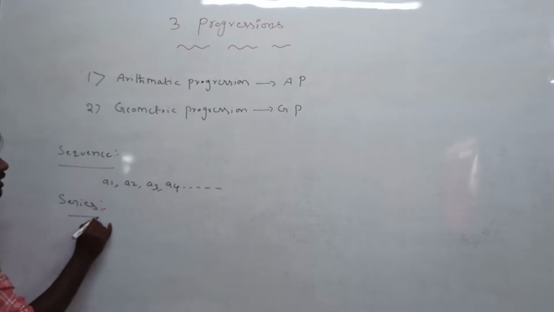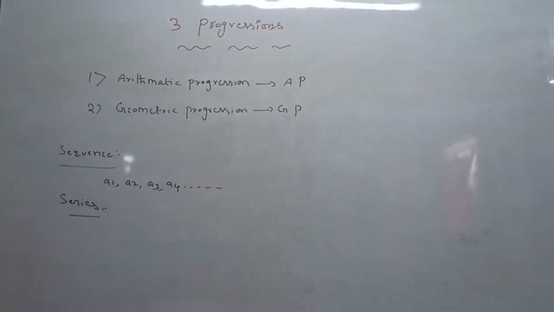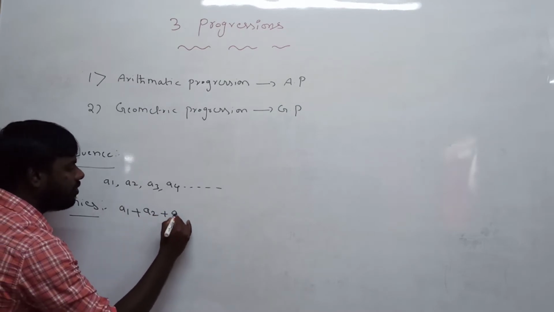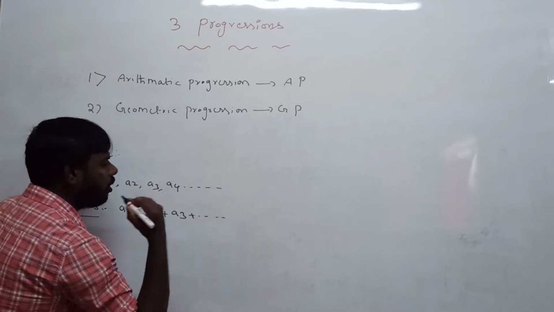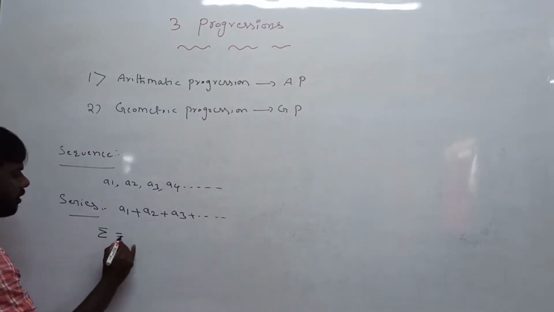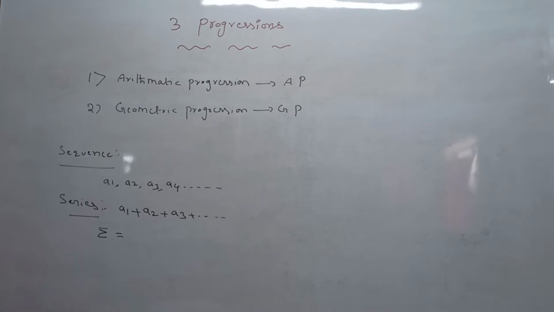Next, what is the meaning of series? Series means the sum of all the elements in the sequence. It is called a series. It is denoted by the summation symbol.